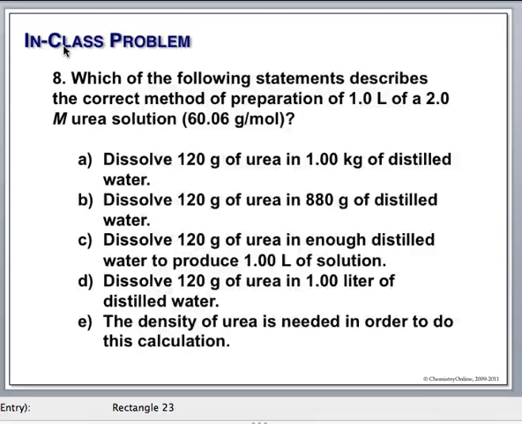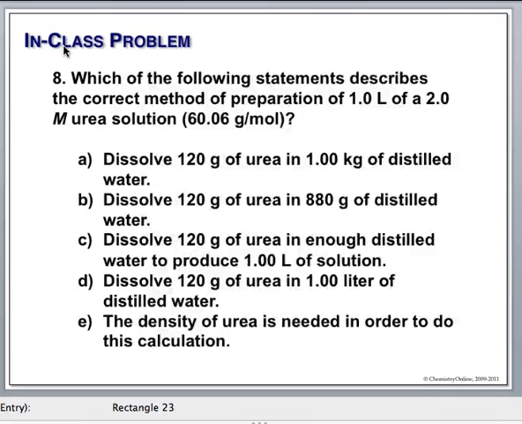If we want to make a liter of 2 molar urea, what would we do? Well, we're going to need 2 moles of urea, aren't we? It's 60 grams per mole, so that's 120 grams. We have 120 grams in all of these. This one is stupid, but okay.